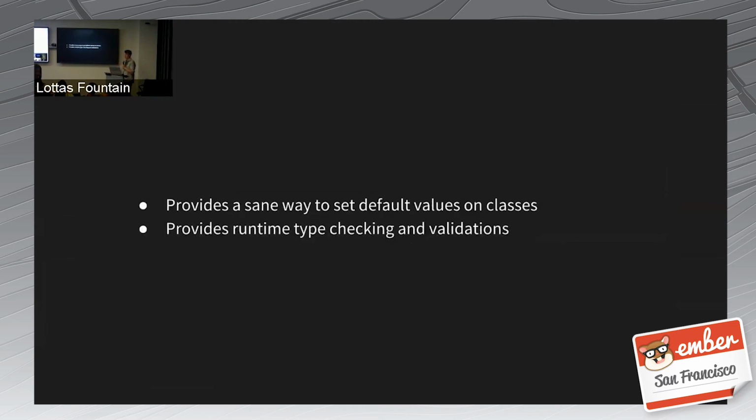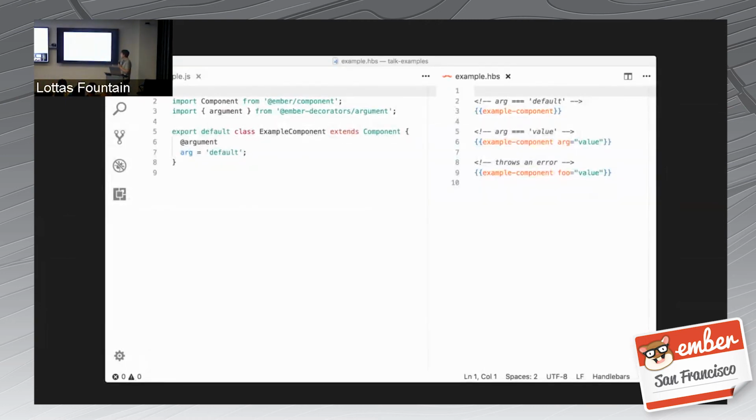The argument decorators library is a separate library, and it has two main goals. One was to provide a very simple, sane way to set default values, kind of make it more like the original syntax. And the other was to provide some runtime type checking and validations, similar to the Ember prop types library. You can see here the argument decorator in action.